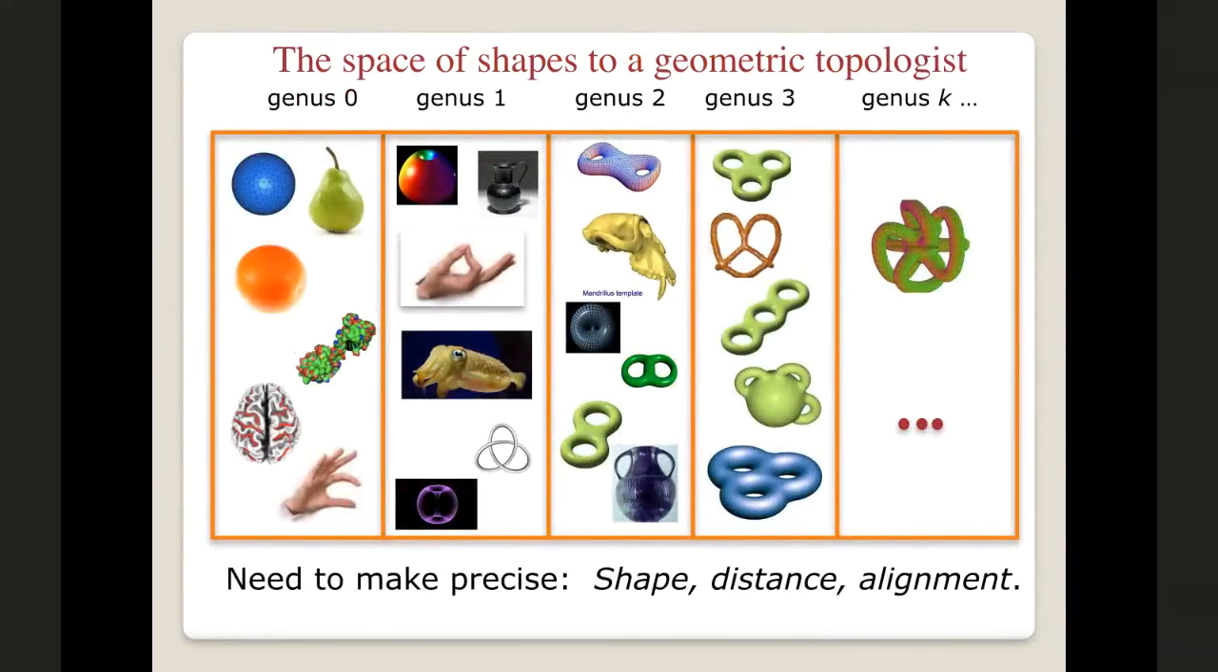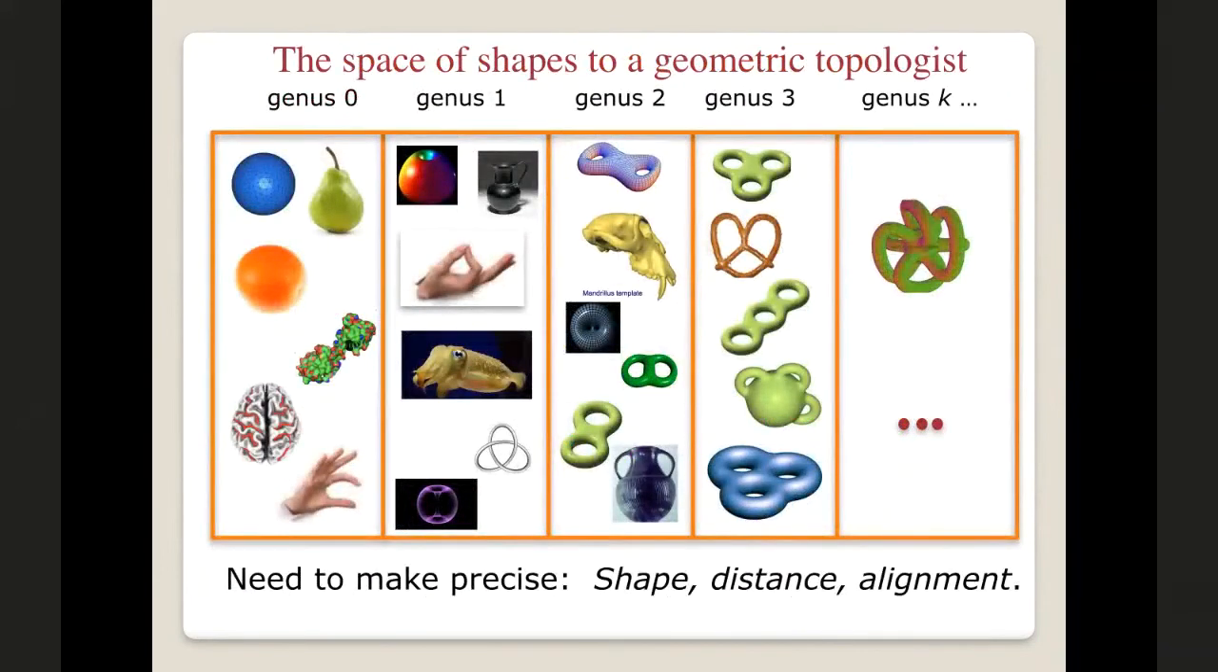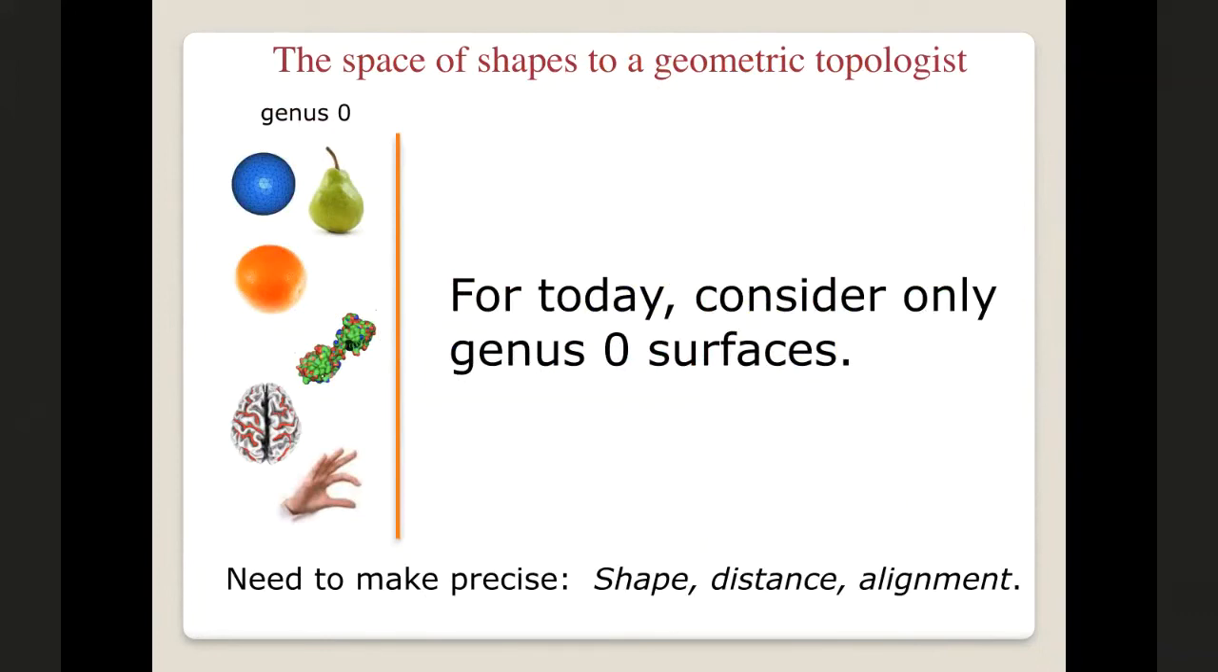Okay, so we're going to be looking at these landmark-free alignments. We're just going to use the geometry to try and compute the distance and an alignment of two surfaces. And we're geometric topologists, some of us. So the natural way we think of shapes is as stratified by their genera. And for each genus, there's different properties of the possible metrics that we can put on a surface. And whatever particular surfaces we focus on, we're going to need to have some mathematically precise notion of what's a shape, what's the distance between two shapes, and what do we mean by an alignment. So for today, I'm only going to consider genus zero surfaces. This is enough to cover many biological shapes, not all.